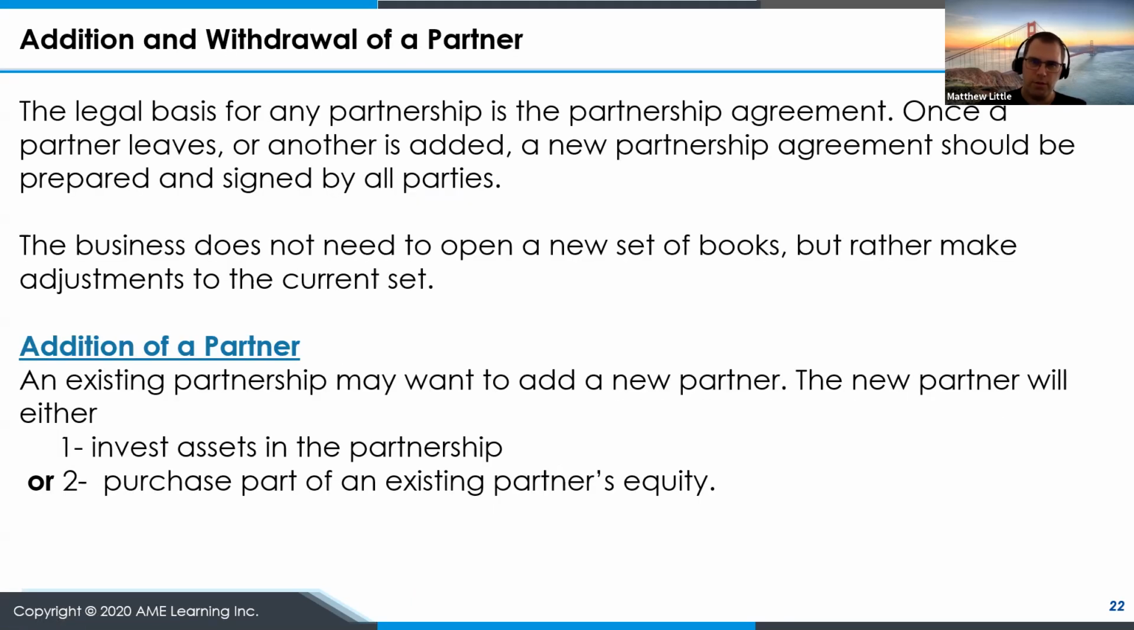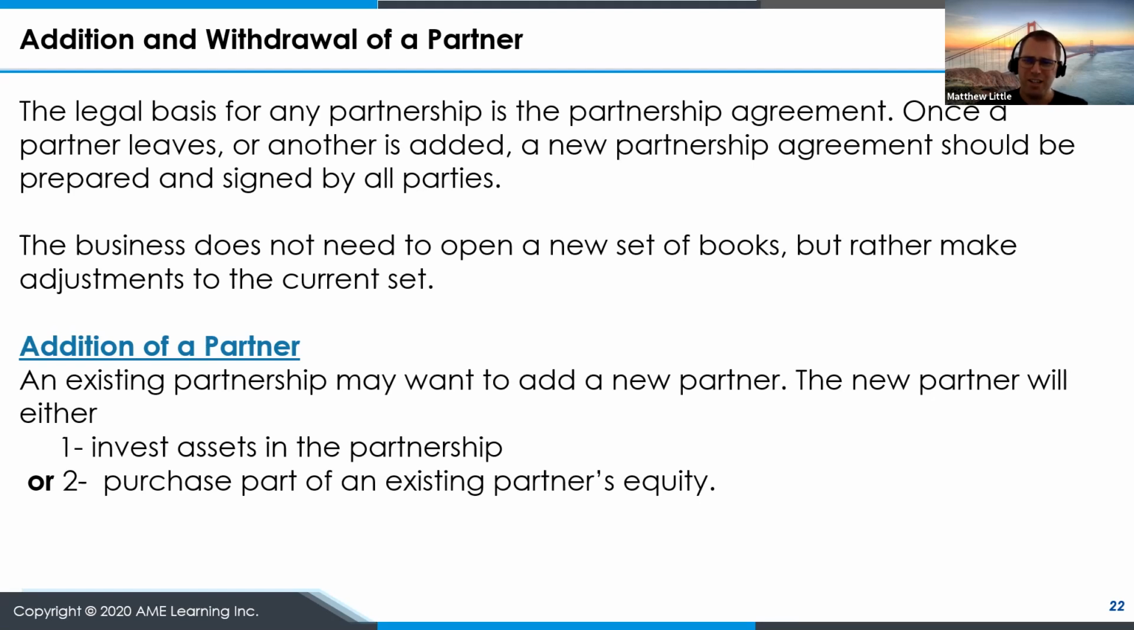Okay, so the next few slides, we're going to talk about adding or withdrawing a partner. So the original basis for a partnership was a partnership agreement. When a partner leaves or another one's added, a new partnership agreement needs to be prepared. So it's a legal document. So you want something written down, signed off by each partner that identifies who's contributing what and how do you share profit and losses, et cetera, or what to happen upon death.